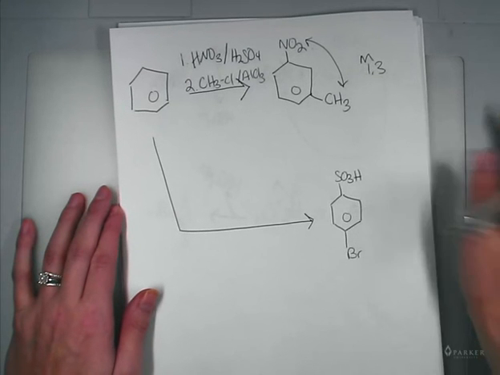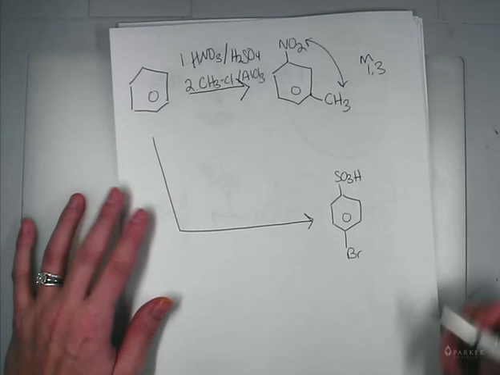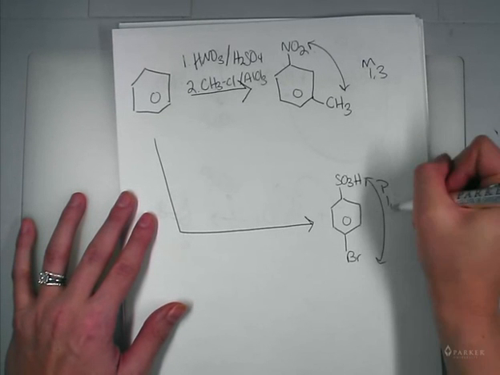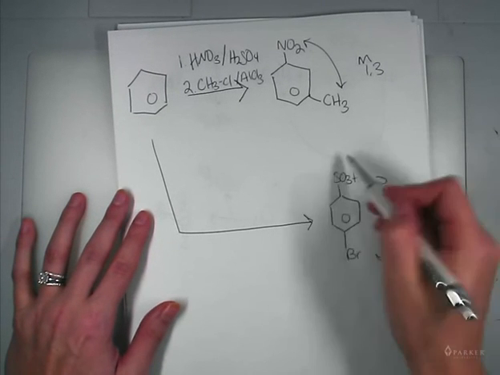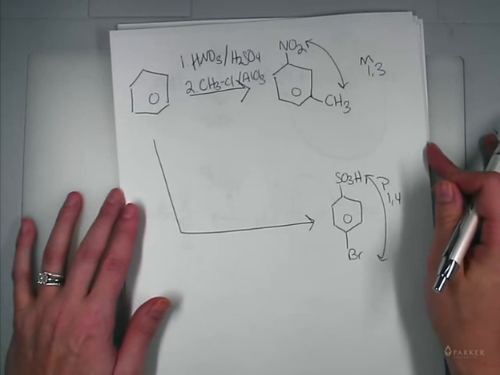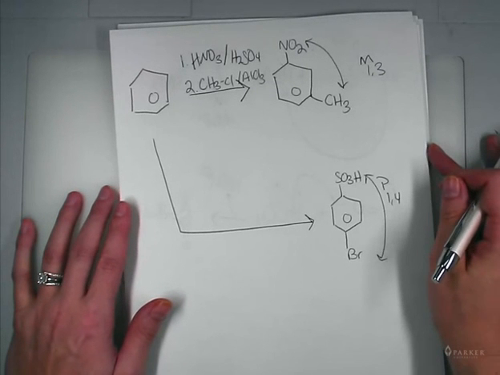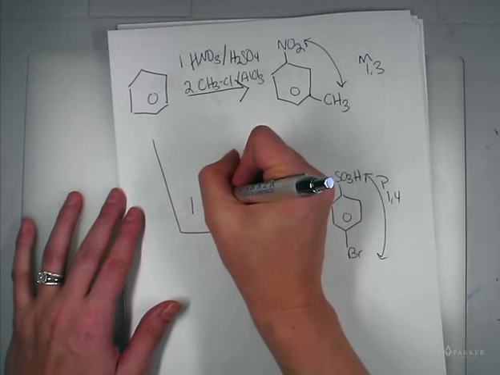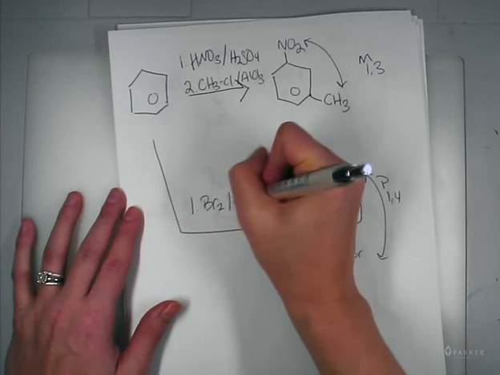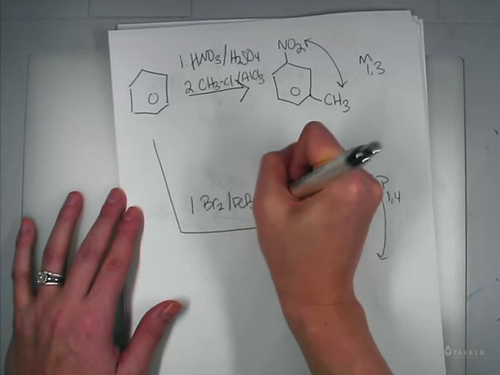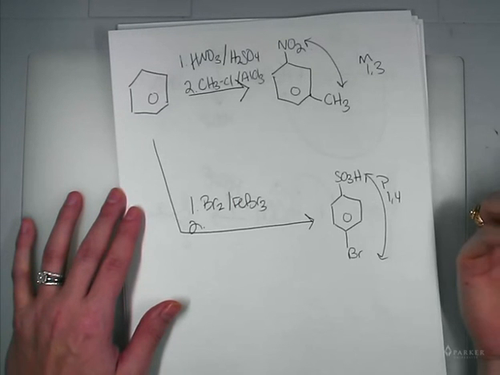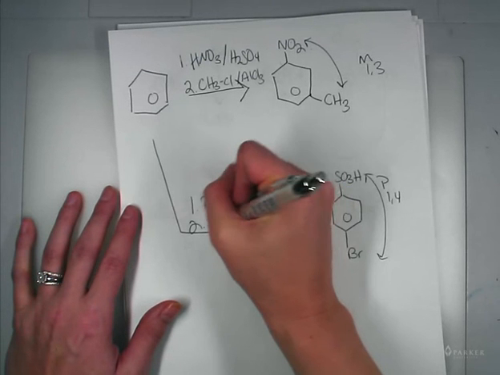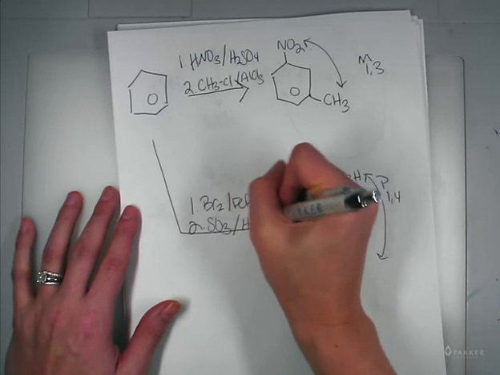Now, what about the bottom one? How far apart are they? Para, which is 1, 4. Now, between the two, which one is my para director? Bromine. So what do I put on there first? Bromine. So how do I do that? Br2, FeBr3. And then how do I put the SO3H on there? SO3 and H2SO4.